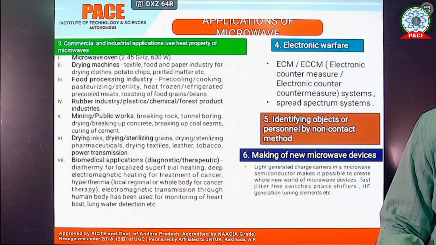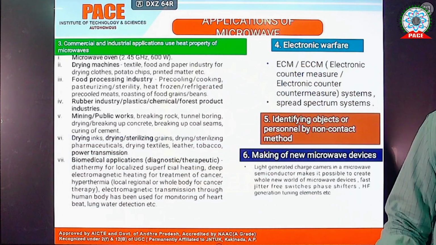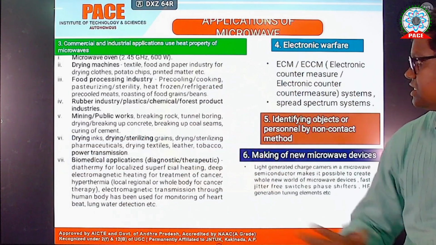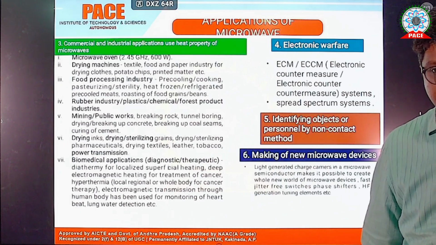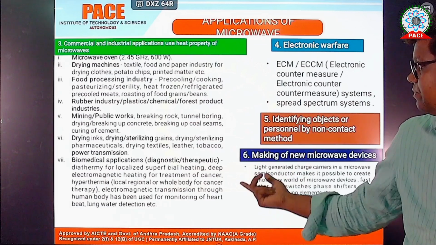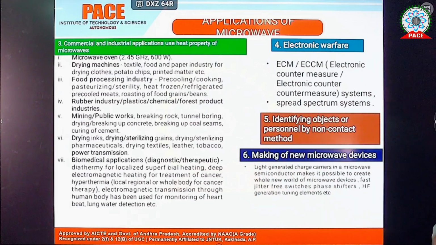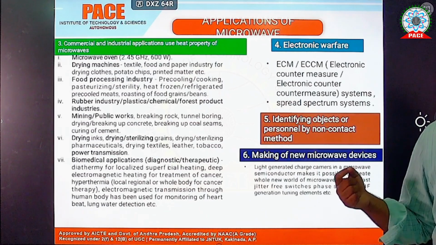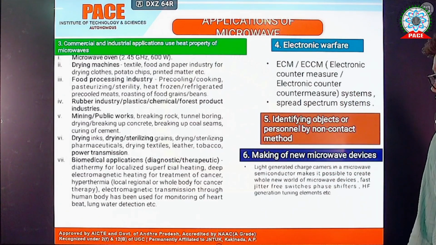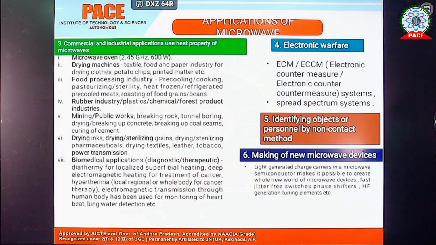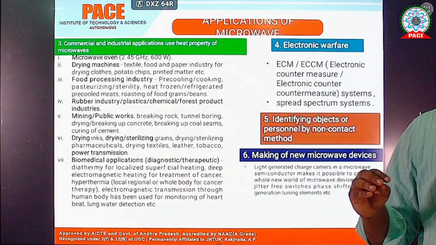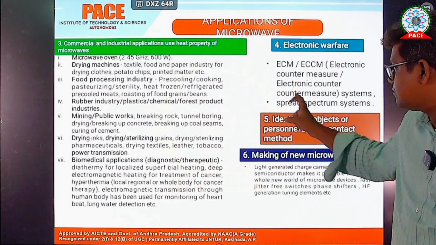In our commercial applications, there are so many equipments which will be using the microwave frequencies. Some of them are microwave ovens, which we use to increase our heat, drying machines, food processing industry, rubber industry. Not only this, it is also useful in electronic warfare. So these microwave devices will be used in different scenarios, different applications.